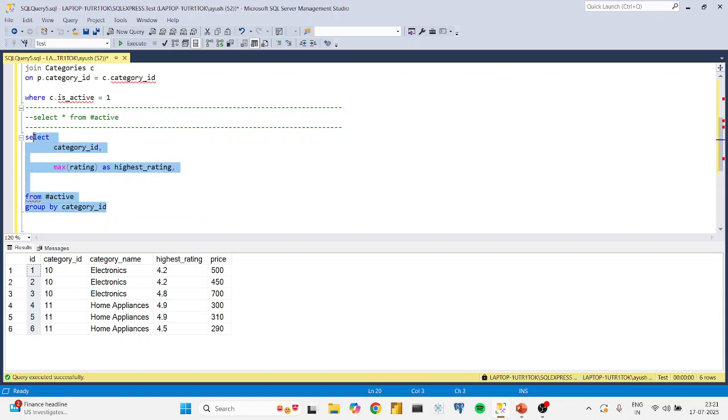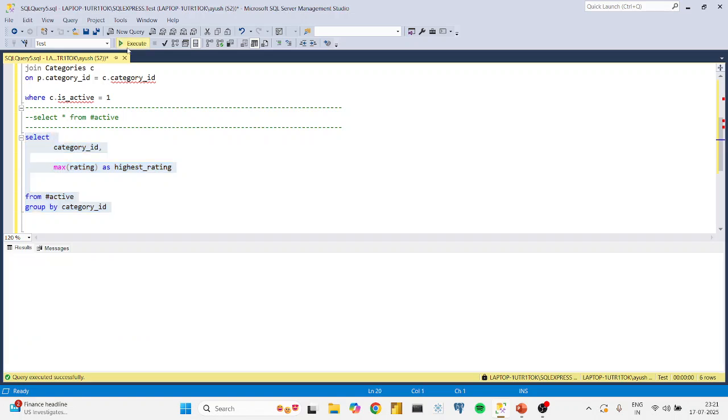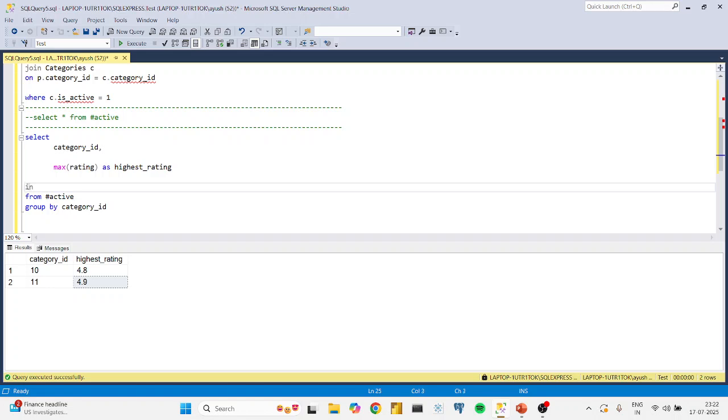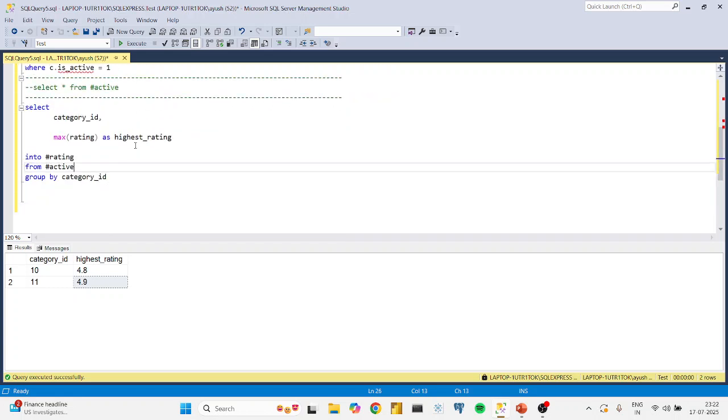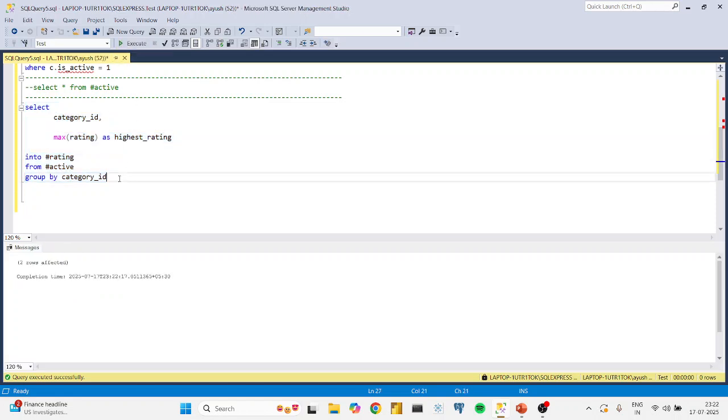Now let's see if we can group it. Okay, now we have grouped it, right? For category 10, the highest rated product is 4.8. For category 11, the highest rating is 4.9. Okay, so let's put this into a rating temp table. Okay, so now we have achieved two of the things. Let's run it first. We have run it.